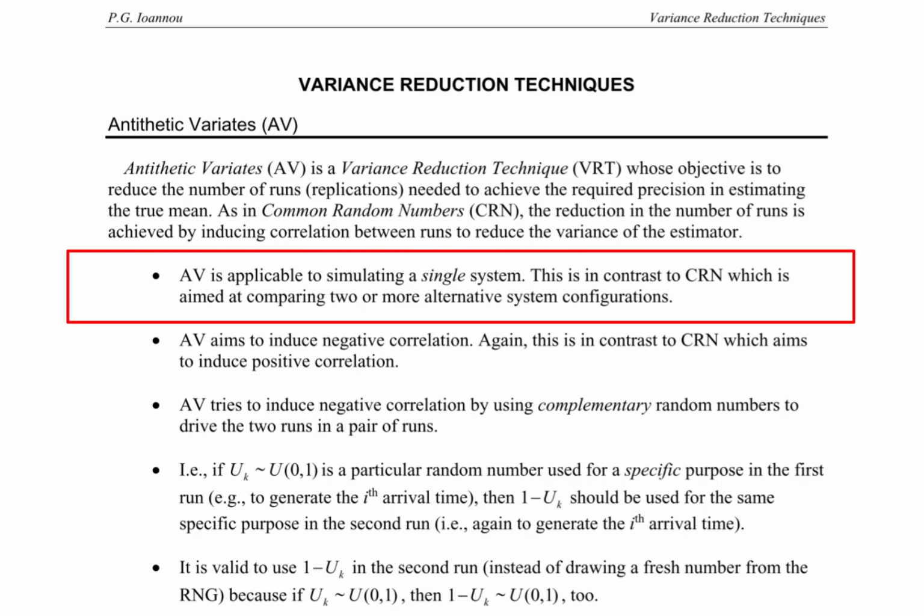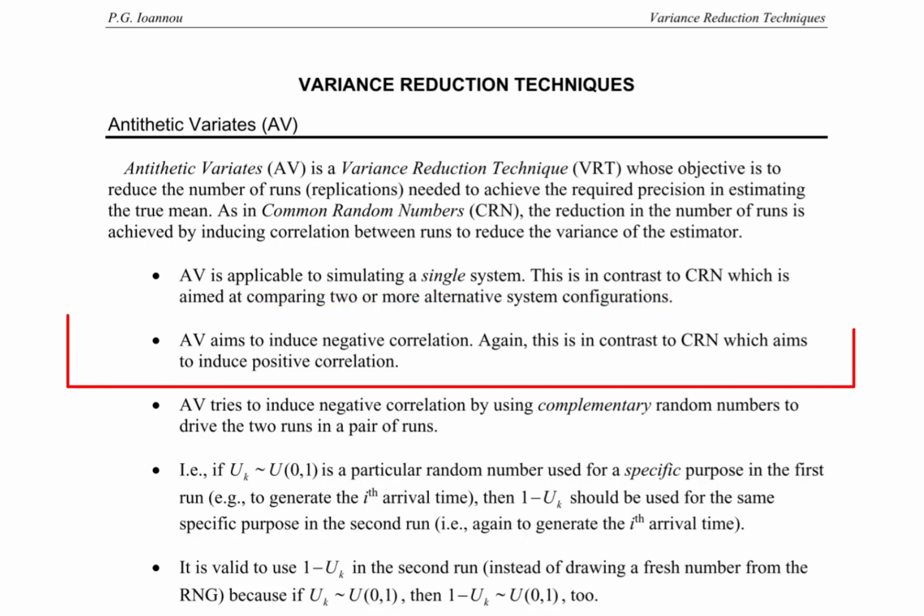Antithetic variates is applicable to simulating a single system. This is in contrast to common random numbers, which is aimed at comparing two or more alternative system configurations. Antithetic variates aims to induce a negative correlation. Again, this is in contrast to common random numbers, which aims to induce positive correlation.